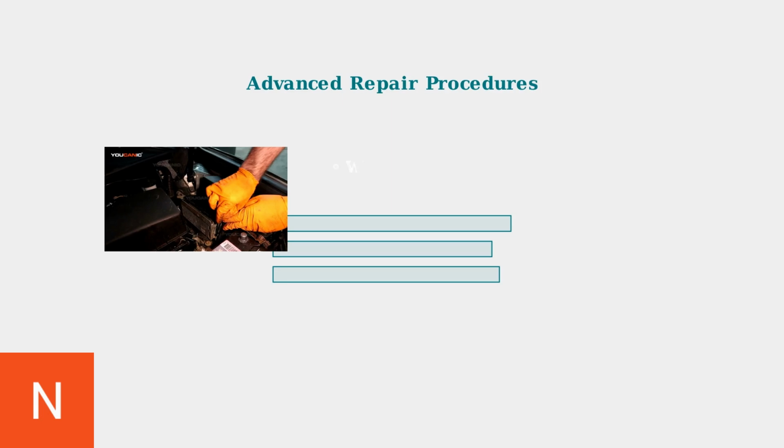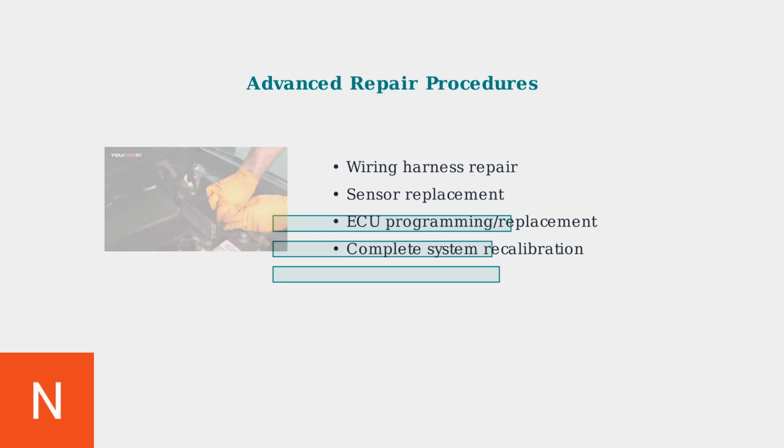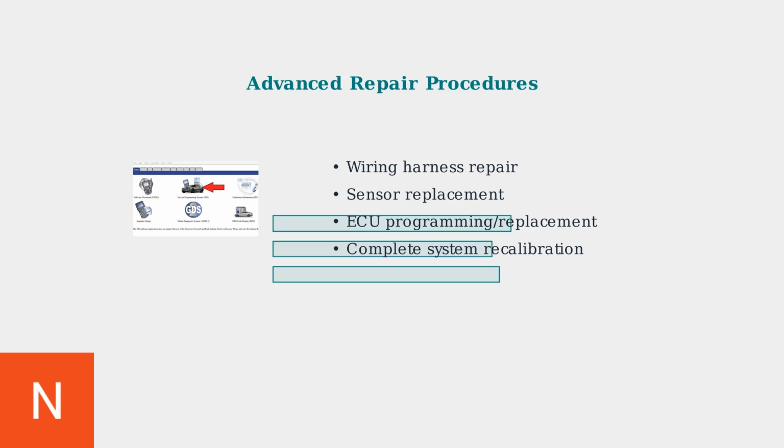When basic repairs fail, advanced procedures are required. These include wiring harness repair, sensor replacement, and control module programming. ECU replacement requires specialized programming software. Service programming systems, like those shown here, are used to configure new control modules with vehicle-specific parameters.